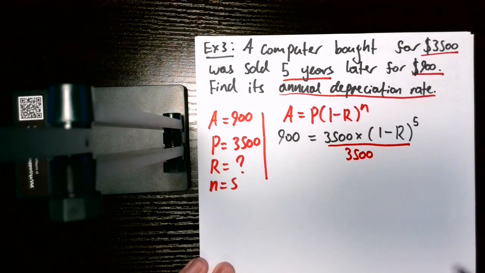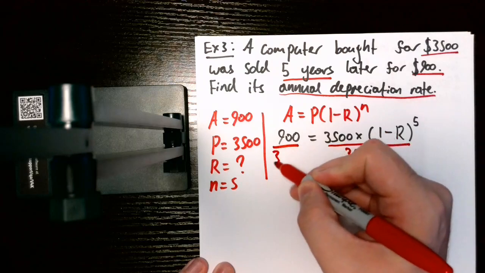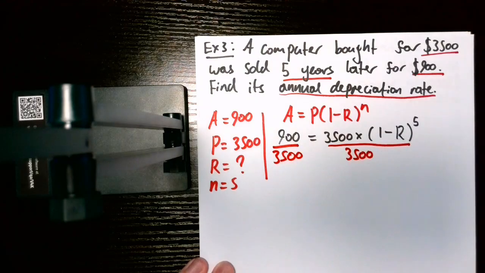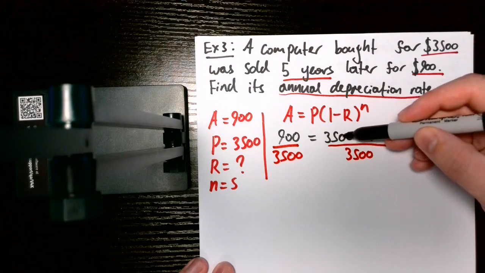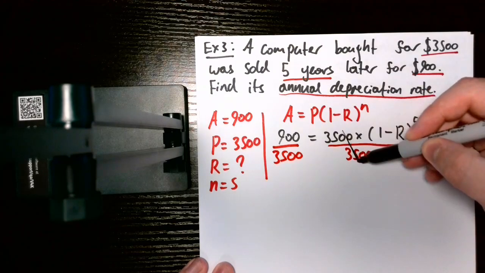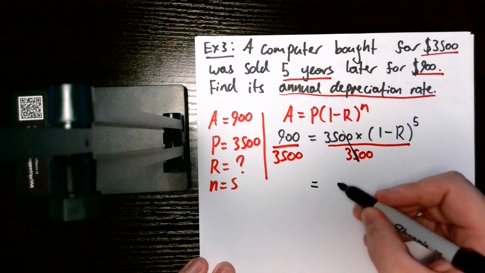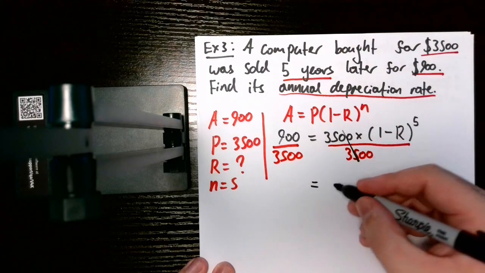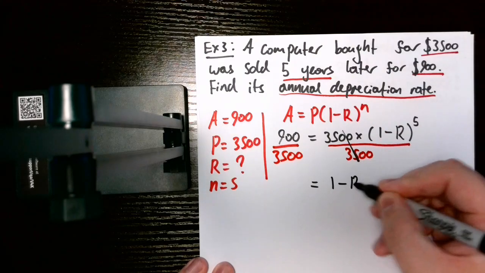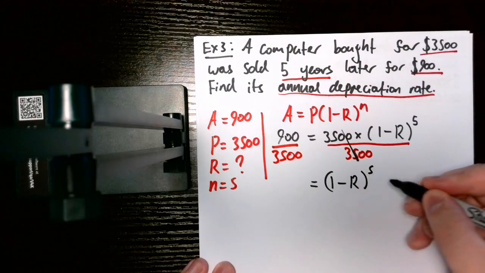And what I do to one side, I must do to the other. Okay, we want to keep this equation balanced. Now, here what I have is 3,500 divided by 3,500. That will cancel, leaving me with 1. Okay, and we have just this bracket to a power left. 1 minus R, all to the power of 5.